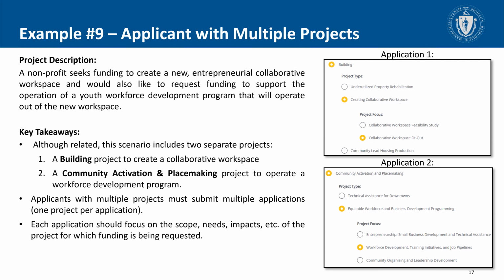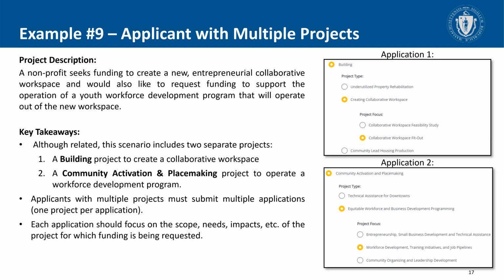The first is a project that should be submitted in the building category within the creating collaborative workspace project type. And then they'd want to select collaborative workspace fit out as the project focus, as they're looking to build out a new collaborative workspace. The second project falls in the community activation and placemaking category within the equitable workforce and business development programming project type. And the applicant will also choose workforce development, training initiatives, and job pipelines as the project focus.